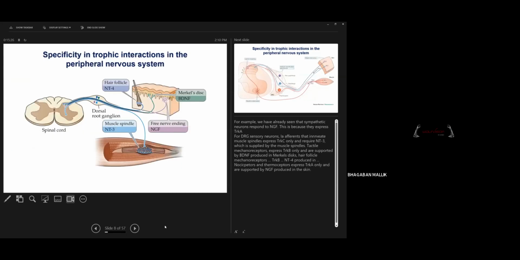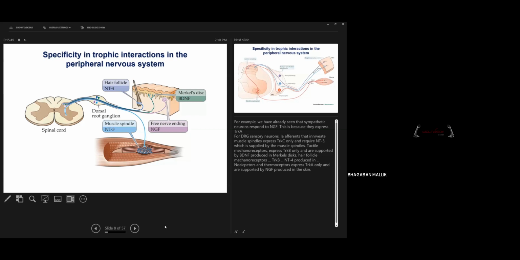So here this is showing the specificity in trophic interaction in the context of the skin: which type of receptors are present in the neurons which are going to the skin, and which type of neurotrophins are present in the skin, all these things. So you have specific interaction with their specific neurotrophins.